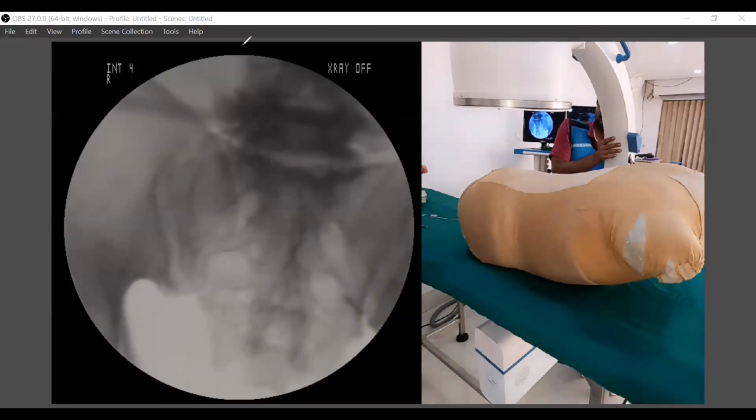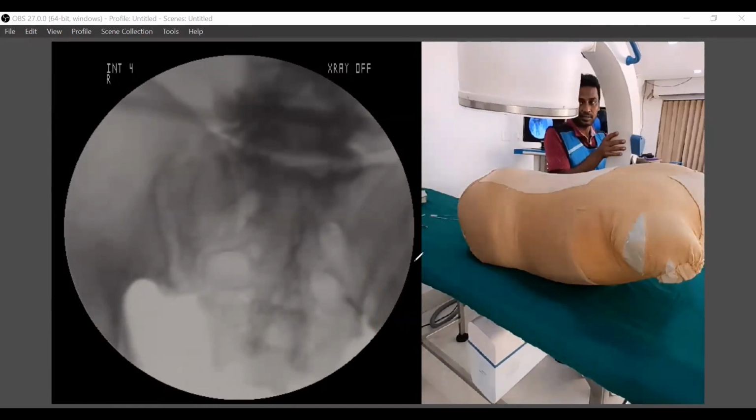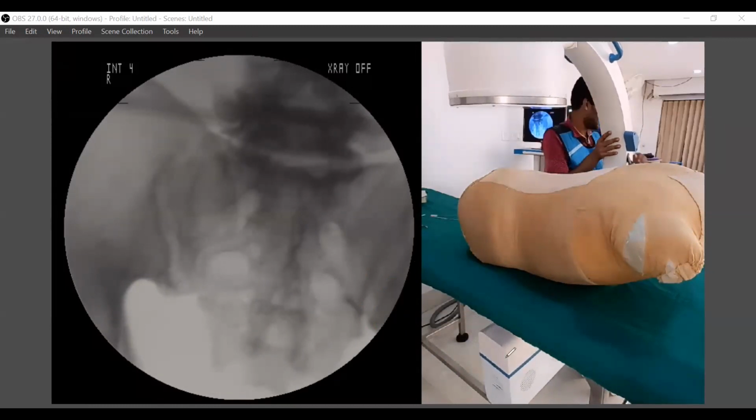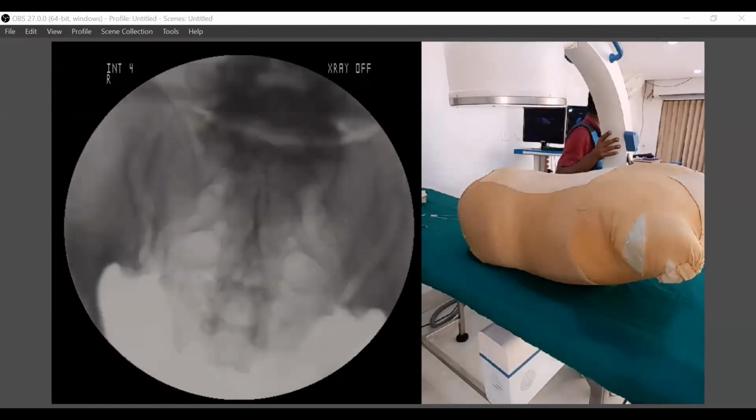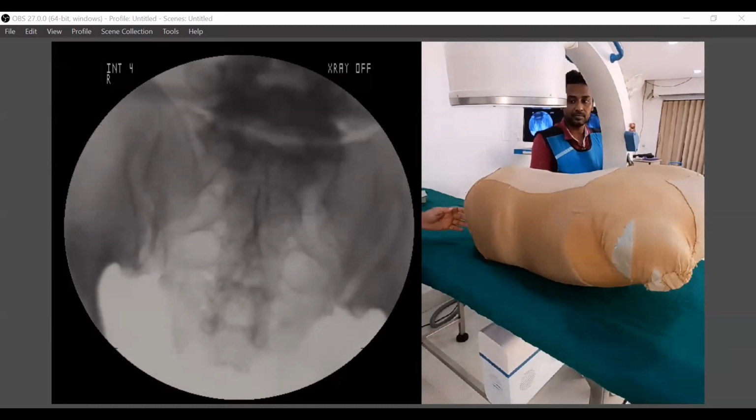Okay, now I will go for S1 transforaminal. Just shoot AP. No, just AP. So for S1 transforaminal, we will show you the anterior foramen and posterior foramen both.